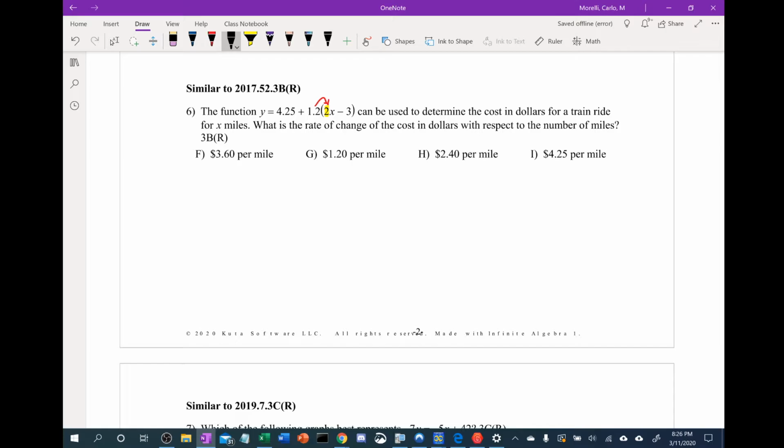So let's see, 1.2 times 2. Well, 2 times 2 is 4. 1 times 2 is 2. Bring over this dot. If you didn't know that, you could just do it in the calculator. It's $2.40 per mile. And that would correspond to letter choice H.